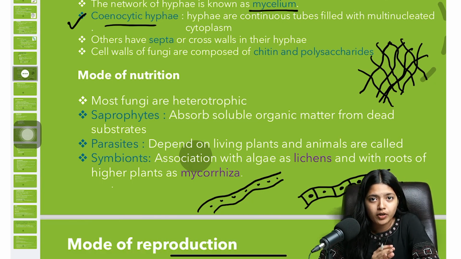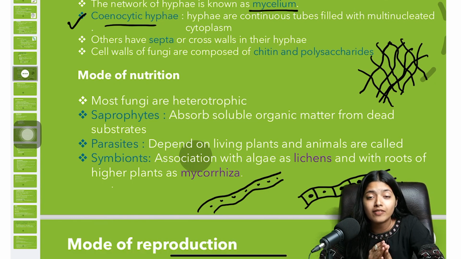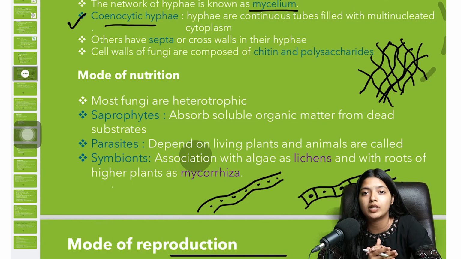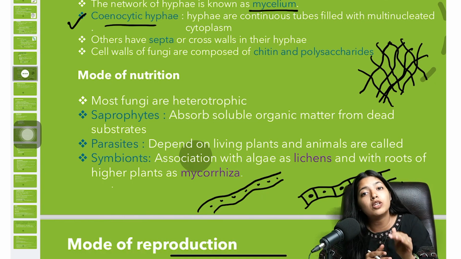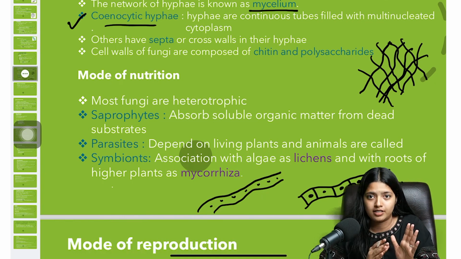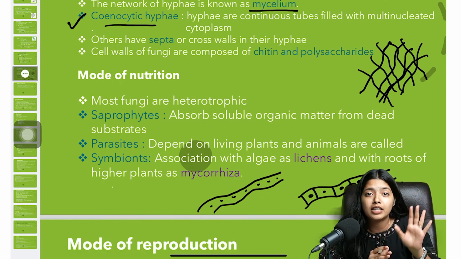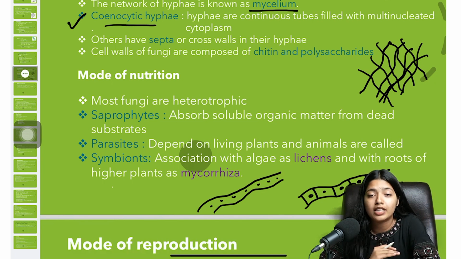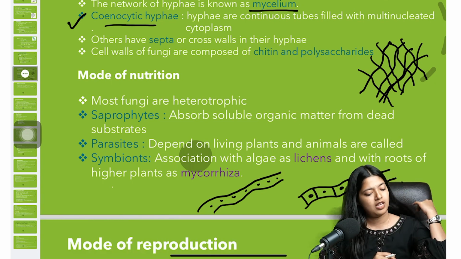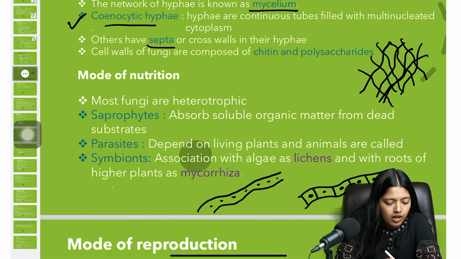Okay, the terms are important. Hypha is the unit, thread-like structures called hyphae. A number of hyphae together form mycelium. Sometimes hyphae may have septa or cross walls that separate nucleus and cytoplasm. If the cross walls are not present, the nuclei will be multiple and continuous, without any separation. We call it cenocytic hyphae. And others have septa or cross walls.